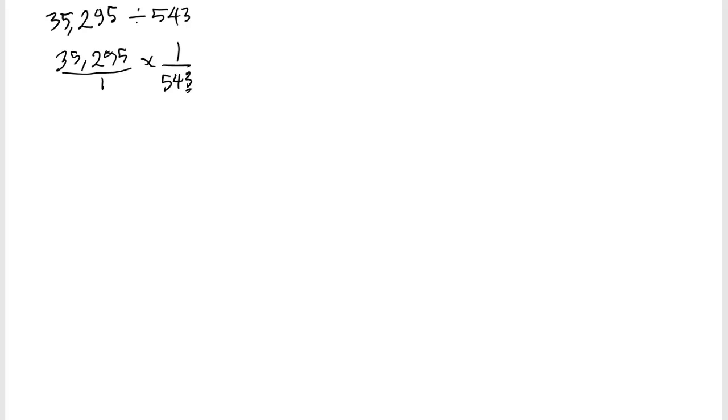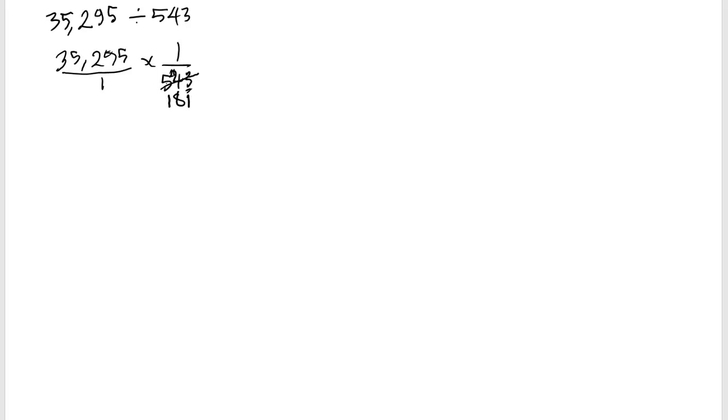So if we divide this by 3, you go 3 in 5, 1, remainder 2. This remainder, when we add it to this 4, becomes 20 plus 4, that's 24. 3 in 24 gives us 8. 3 in 1 gives us 1. So 3 in 543 gives us 181.